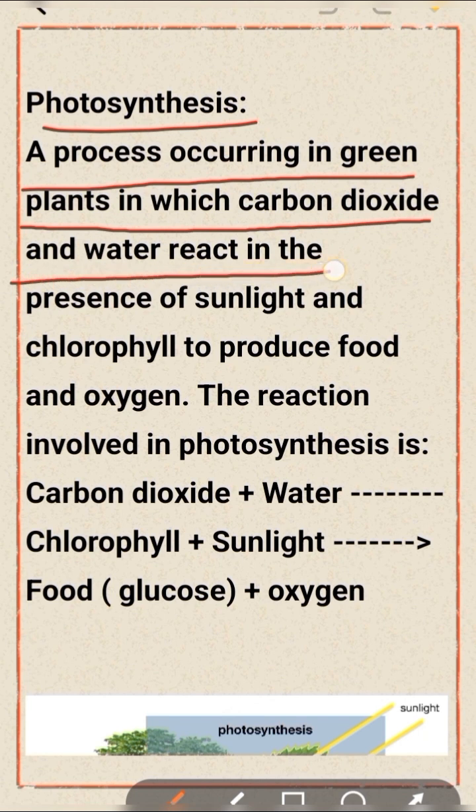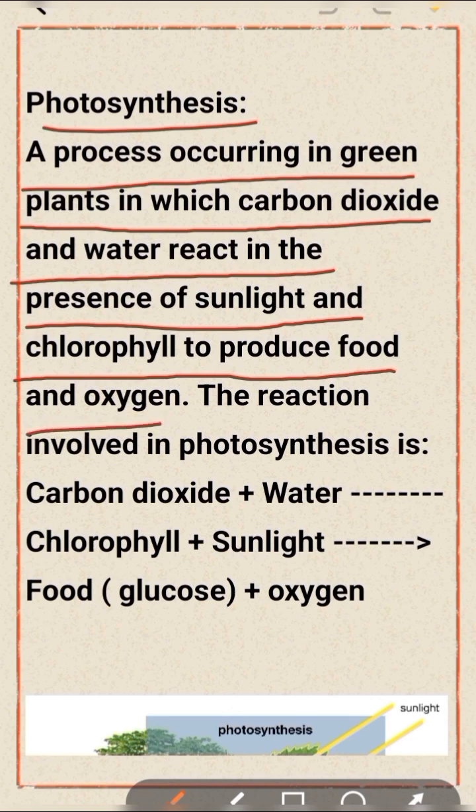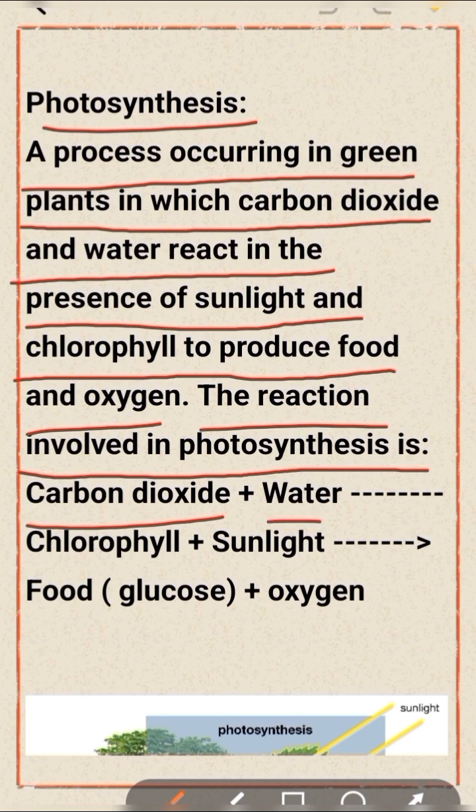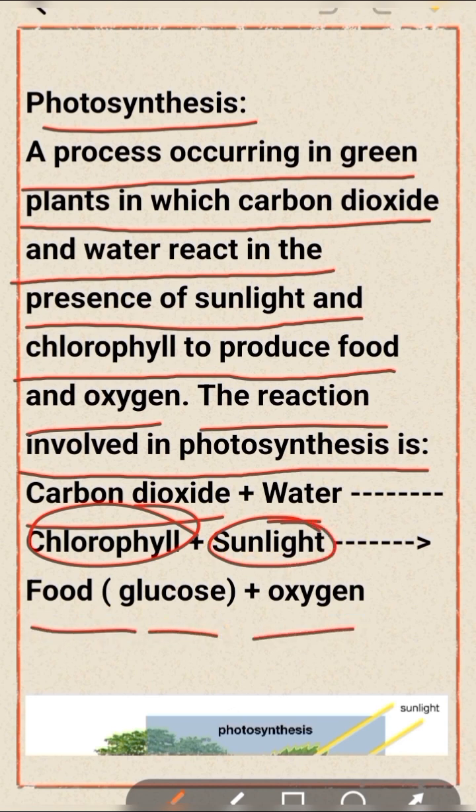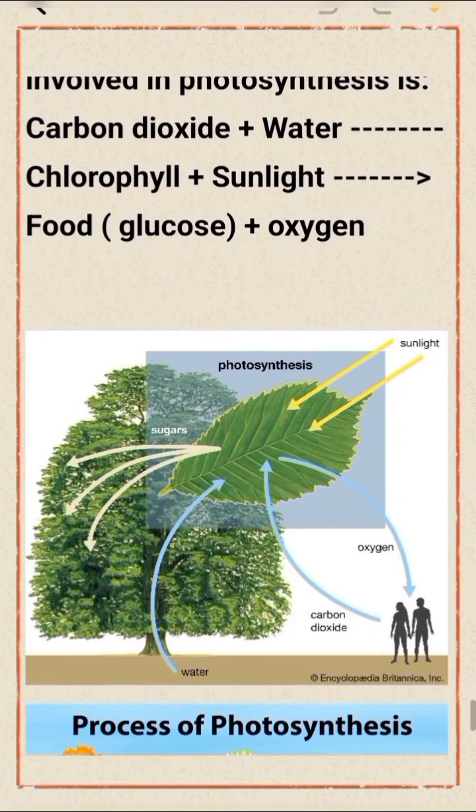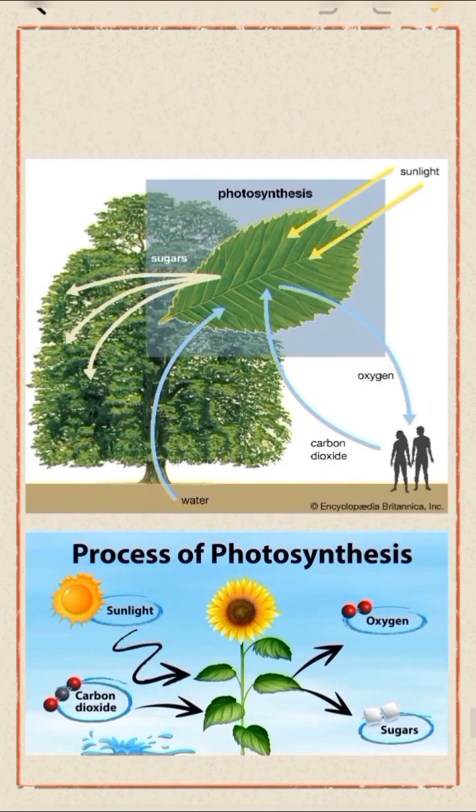Okay. My dear viewers, now discuss photosynthesis, a process occurring in green plants in which carbon dioxide and water react in the presence of sunlight and chlorophyll to produce food, that is glucose C6H12O6 and oxygen O2. The reaction involved in photosynthesis is carbon dioxide and water with help of chlorophyll and sunlight form food, that is glucose and oxygen. Please show the picture, explain by photosynthesis.